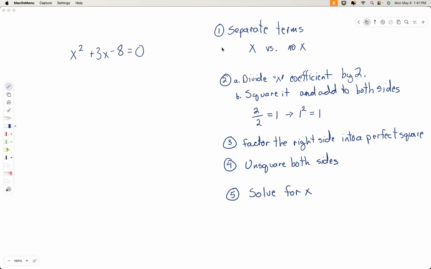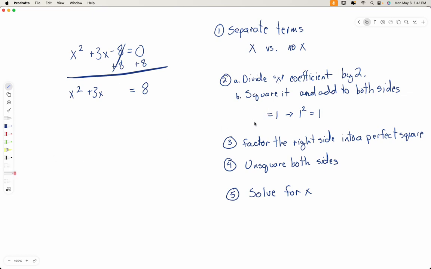Step 1, separate terms. So we have the x terms and the non-x terms. We're going to separate those by moving it over, by adding 8 to both sides. So this becomes x squared plus 3x on this side and a positive 8 on this side. Now we're going to do step 2. We're going to find that middle term, that x coefficient, and divide it by 2.